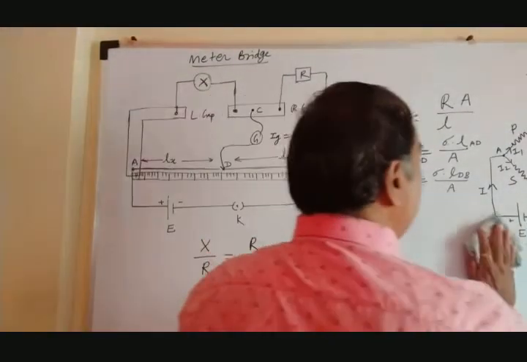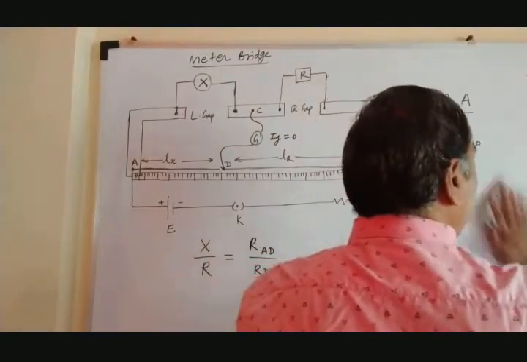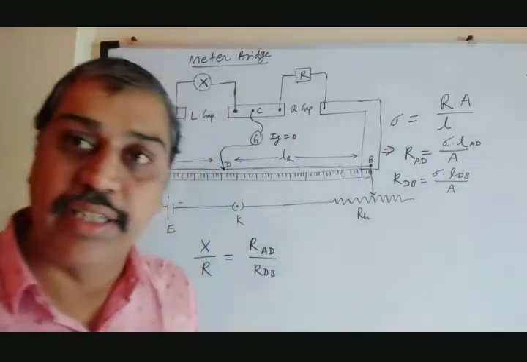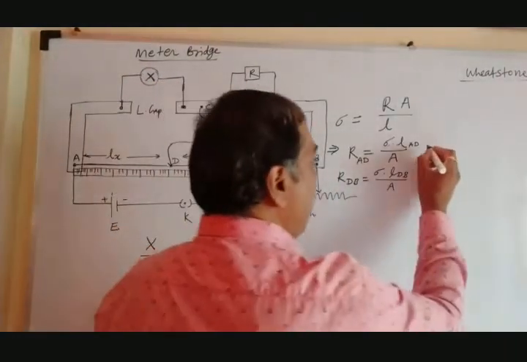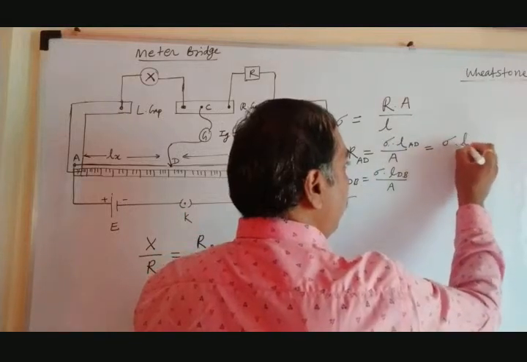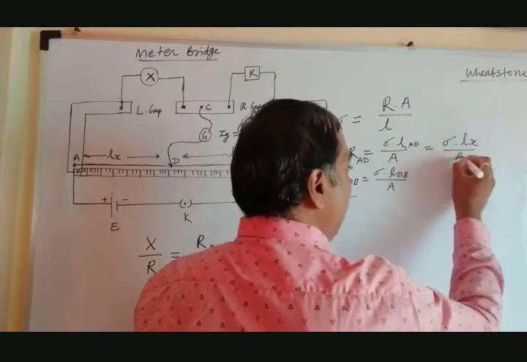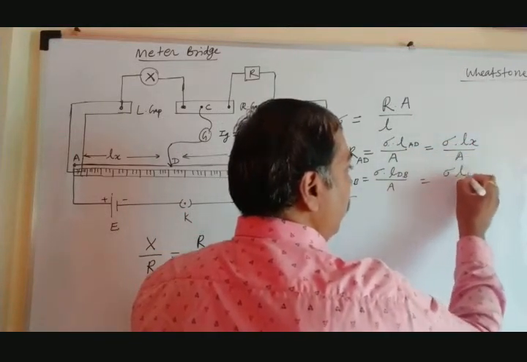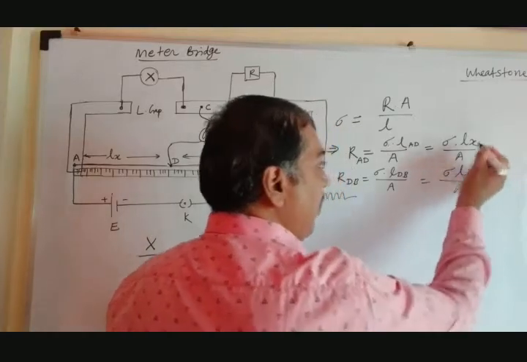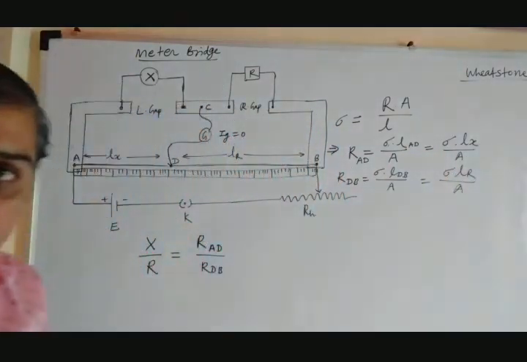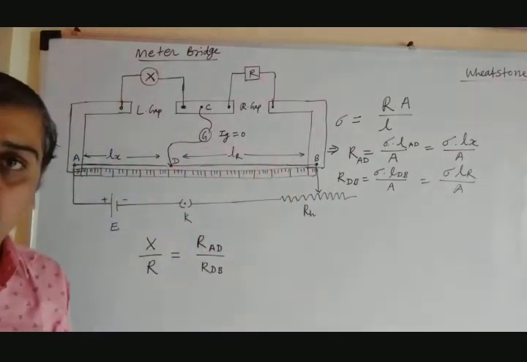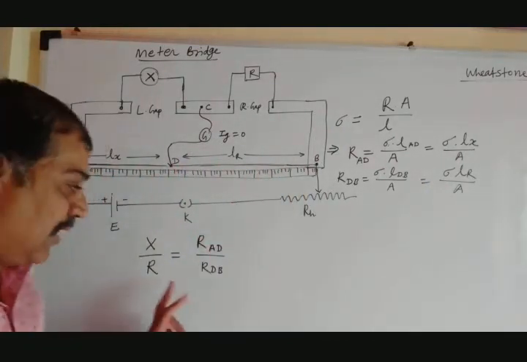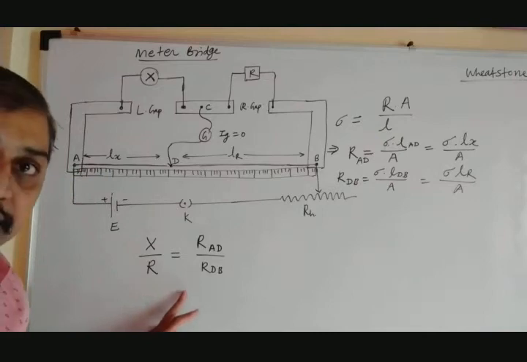Further, you can write the same equation here as sigma into Lx divided by A, and sigma into LR divided by A, because the length of the wire AD is Lx and DB is LR. Now put those values in this equation.